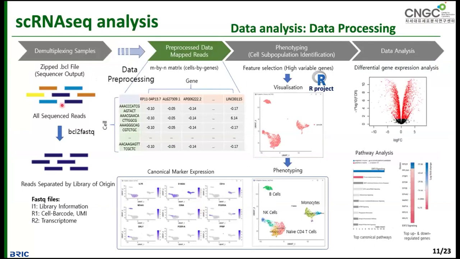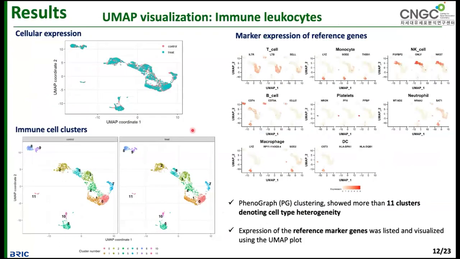Once we get the raw data, we do the pre-processing analysis and the post-processing, and we use R for the visualization and phenotyping of the individual cells by checking the marker expression individually. Then we can go for the traditional DEG analysis one by one, to identify the pathway and other things. And this is the first initial data when we performed the data analysis. You can see the control and treated group look similar. Basically we can get this data.